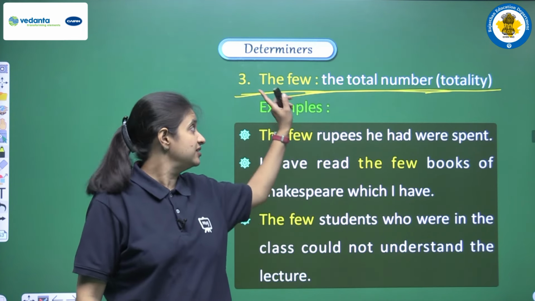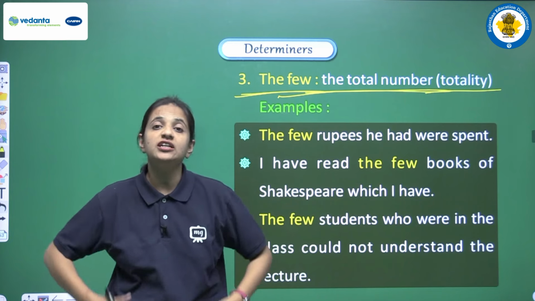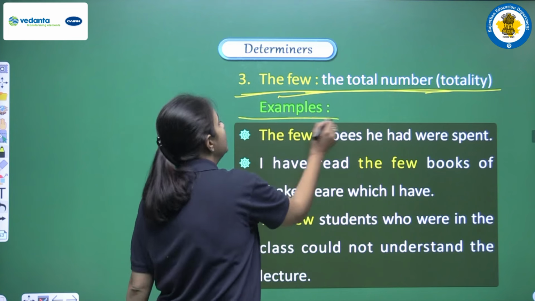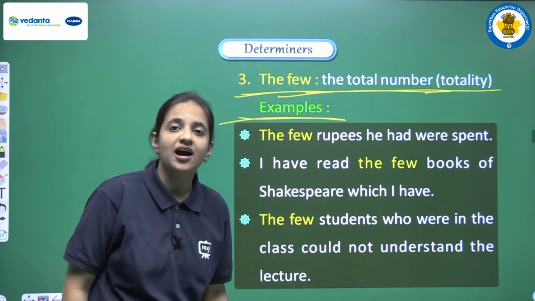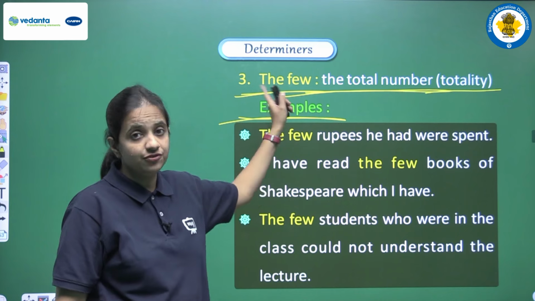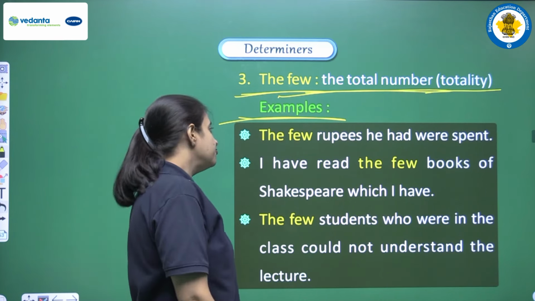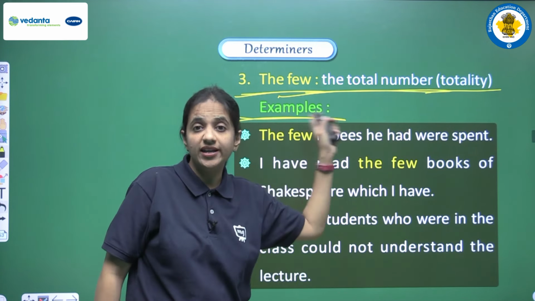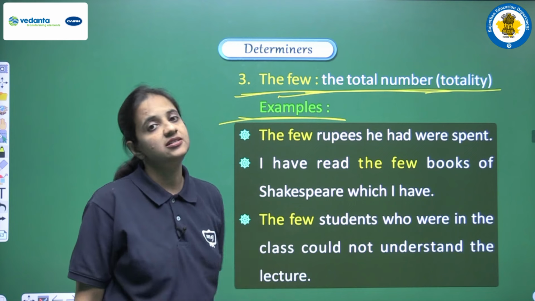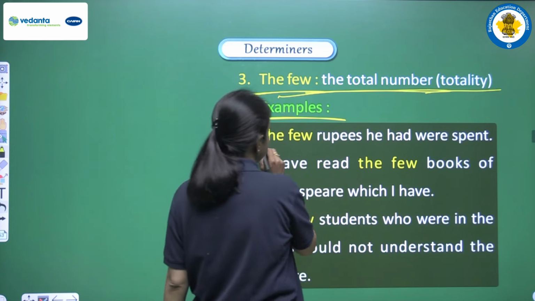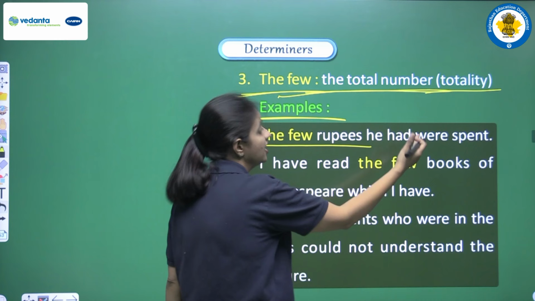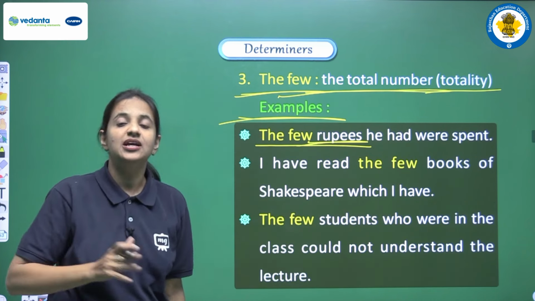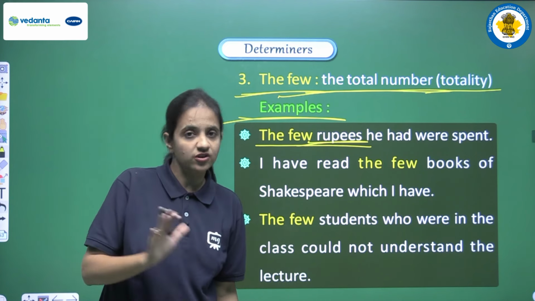And when we are using the few, at that time we are trying to show the totality of that noun. So how? Let's see some sentences when we are having this determiner, that is the few. So let's read the first one. The few rupees he had were spent. So students, read the sentence very carefully, observe the meaning of the sentence very carefully. Now we are saying that the few rupees he had were spent. First of all, focus on this thing, that rupees is a countable noun. So yes, the few is also used for countable nouns.